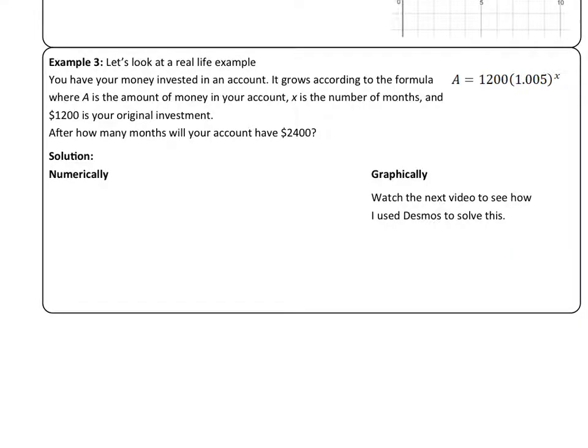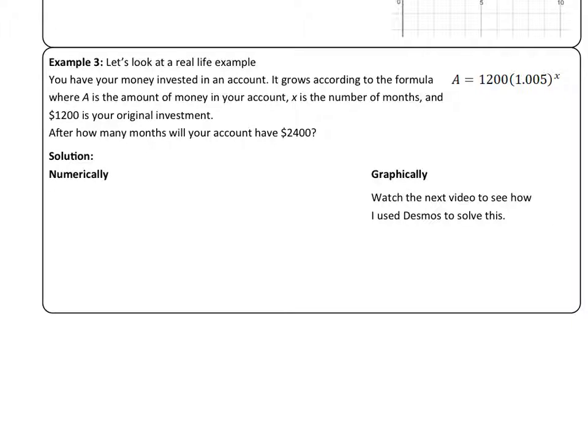Okay, so the next example I want to do is a real life example. You have your money invested in an account and it grows according to the formula I've given you here: A equals 1200 times 1.005 to the x. A is the amount of money in your account, x is the number of months, 1200 is your original investment, and then the 1.005 is how it's going to grow. So it's asking you, after how many months will your account have $2,400 in it?